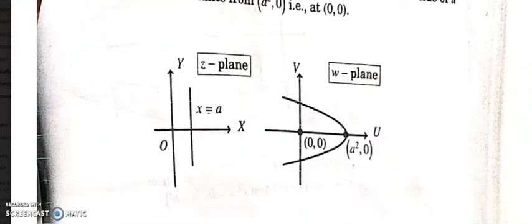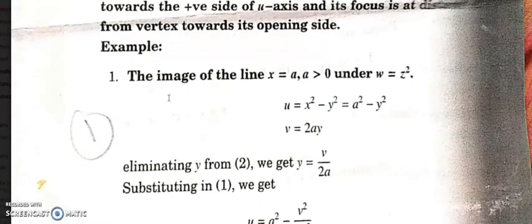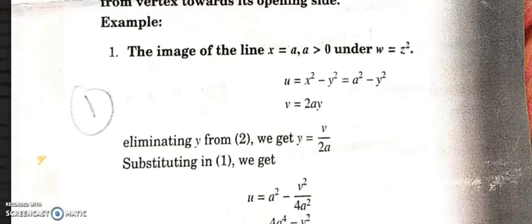Here the parabola will be like this. It will be in the w plane, you can see from this graph. So actually what is the question? x is equal to a. We want the image of the line x is equal to a. Whenever you have x and y, that will be in the z plane. Whenever you have u and v, that is in the w plane. So x is equal to a is in the z plane.